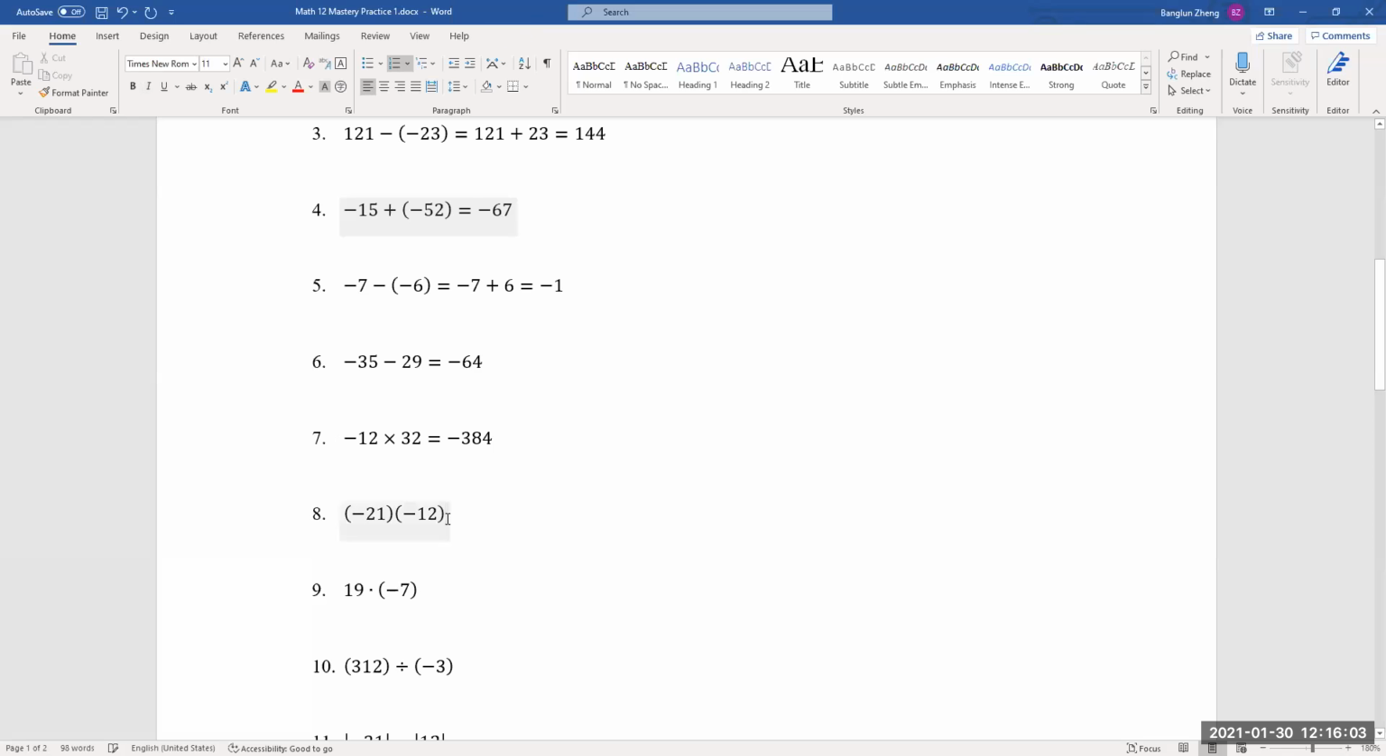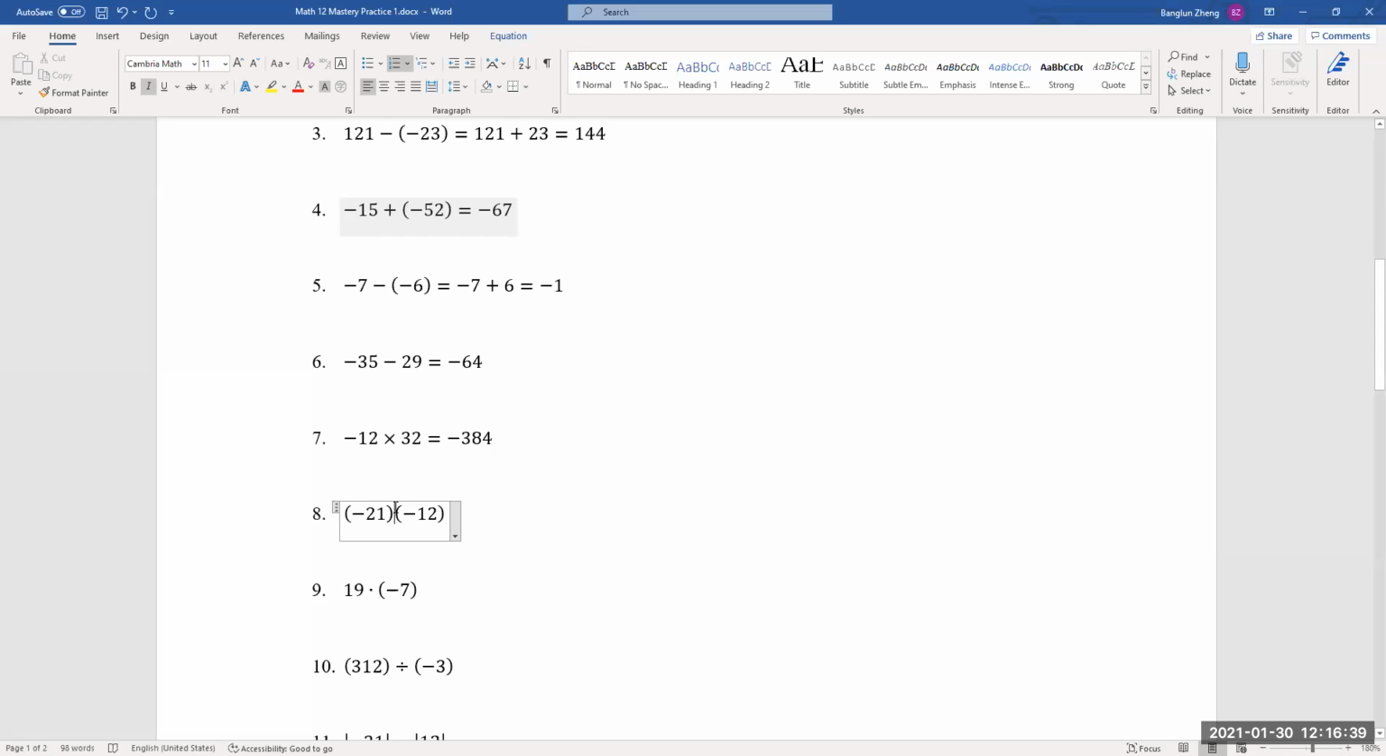Okay, so number 8, we have negative 21 parentheses negative 12. So what does the parentheses mean? Remember, in the lecture, we said there are many different ways of representing multiplication. You can use a dot, you can use a parenthesis. They're both representing multiplication. So parentheses next to each other is multiplication. No operation in between means multiplication.